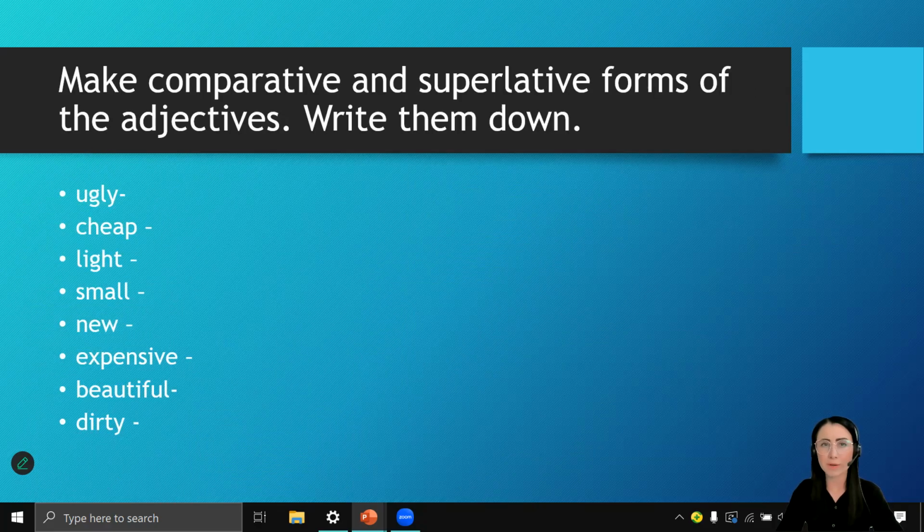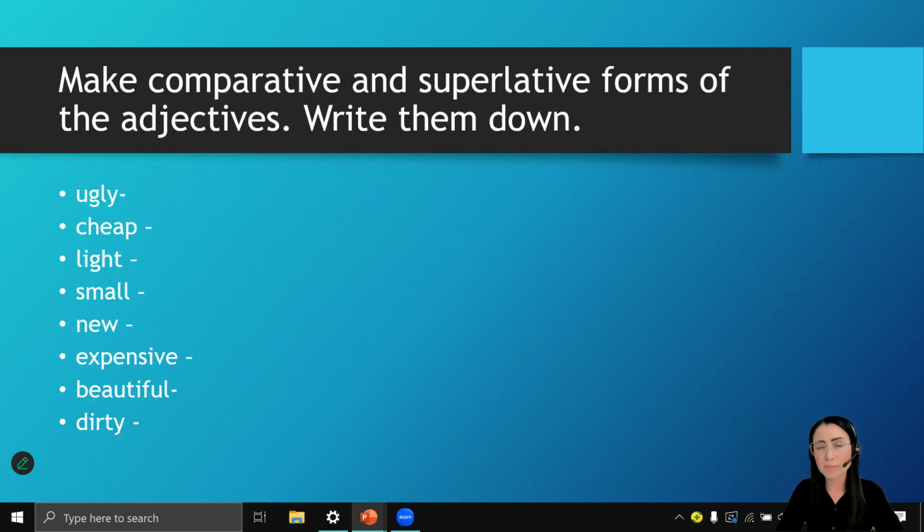Now let's make comparative and superlative forms of these adjectives. Write them down. To make comparative form, we use ending er, sometimes ier. And for making superlative form, we use ending est, sometimes iest. And with bigger words, two, three, and more syllables, we use words more and the most. For example, important, more important, the most important.